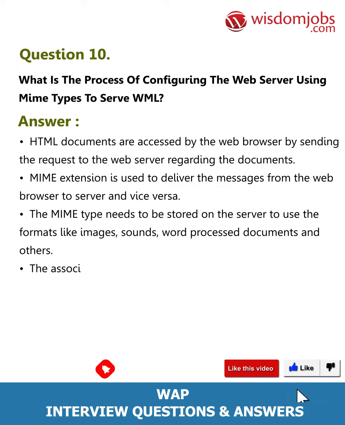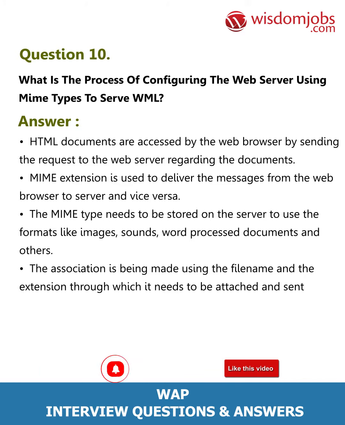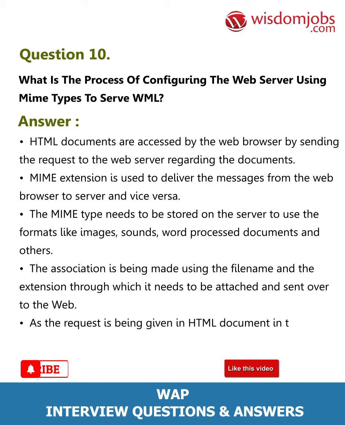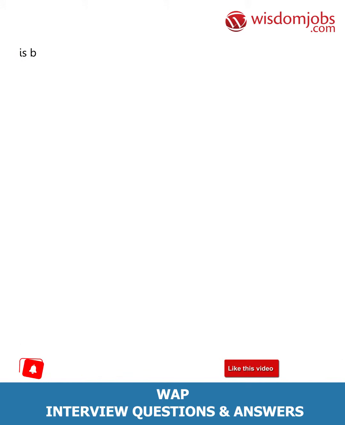and others. The association is being made using the file name and the extension through which it needs to be attached and sent over to the web. As the request is being given in HTML document in the browser, the extension gets associated with the browser and it is being rendered into a browser.